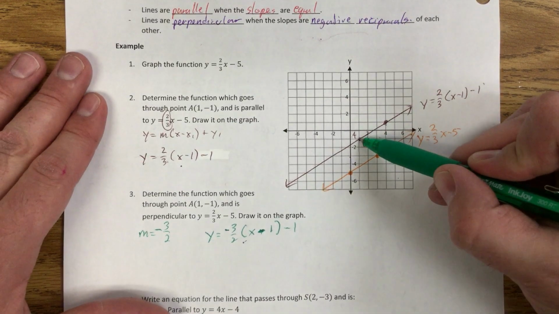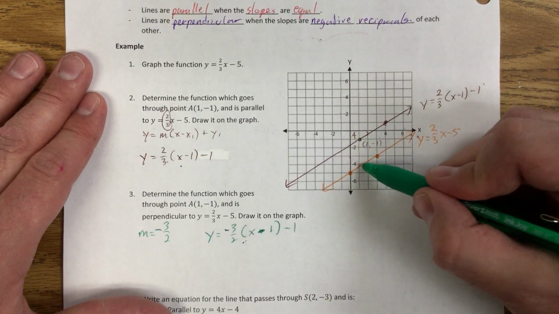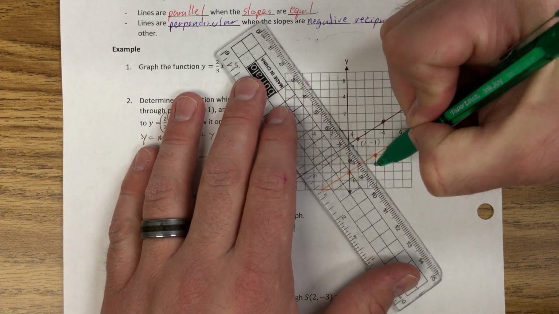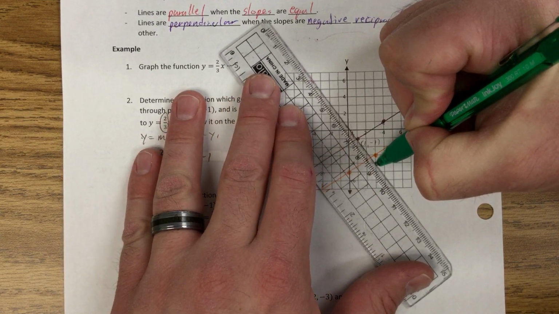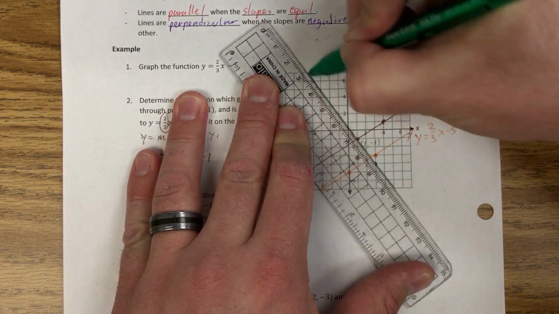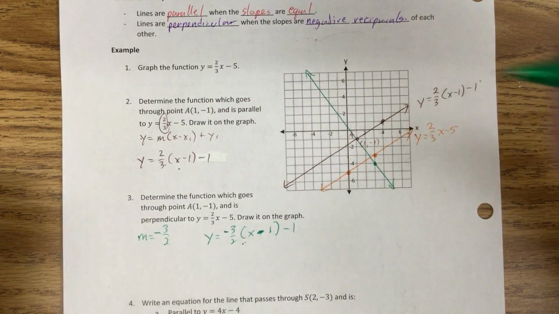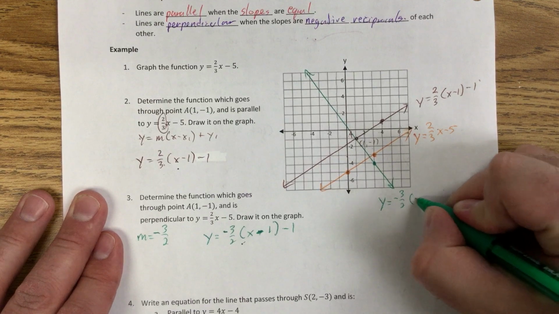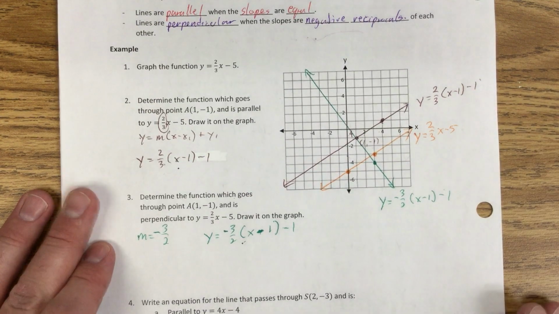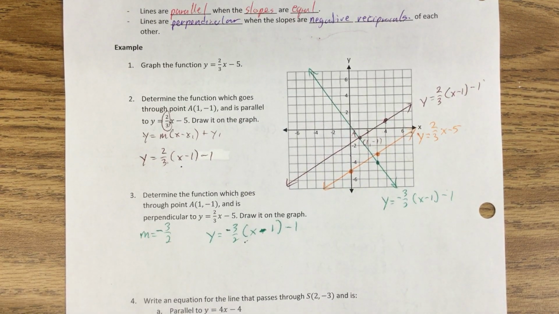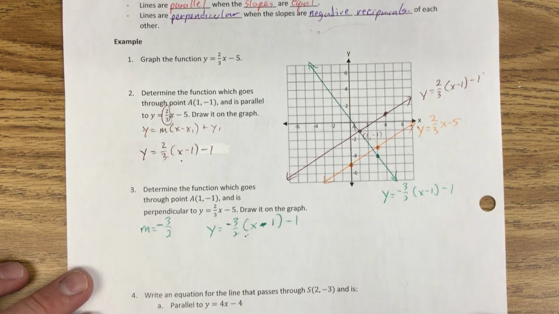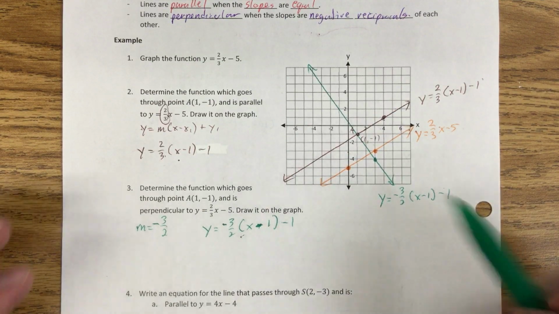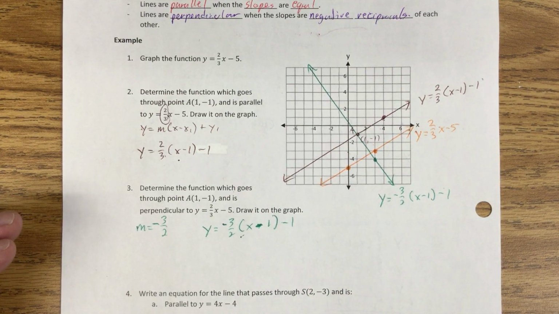Drawing it on the graph, starting from this point, but now we're going to go down 3 over 2. So we're going to get to this point right there. And when we draw it through, we have a perpendicular line. Y is equal to negative 3 over 2 x minus 1 minus 1. And that's going to be our equation. All right, so that's graphing it out, creating our equations and graphing out our lines.